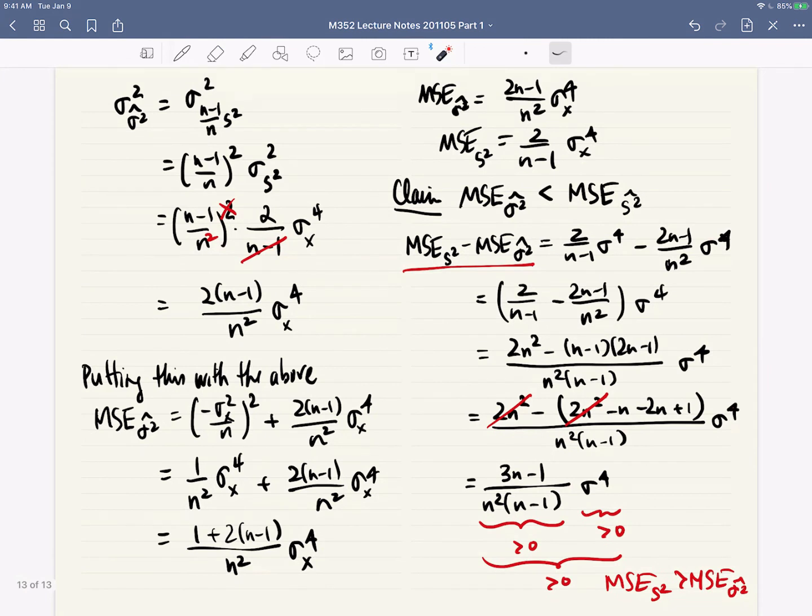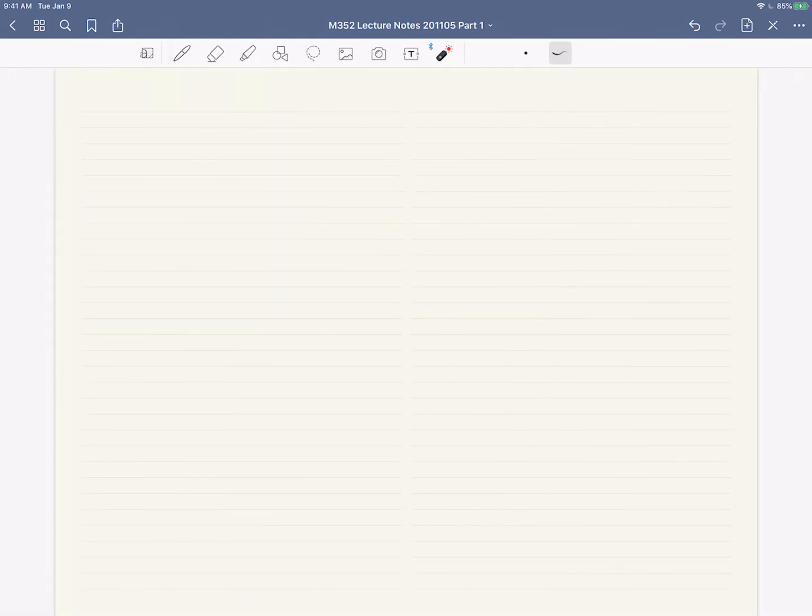All right, I think that's it for today. Oh, not here. Let's do one example. So let's do an example of calculating the mean squared error for an estimator. We've done mean squared error for a sample mean. We've done it for the variance now, and hence for the standard deviation. Let's do it for sample proportion.